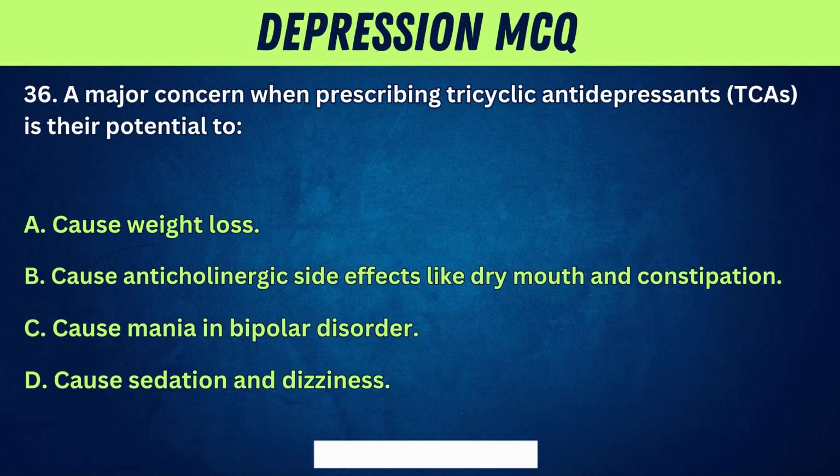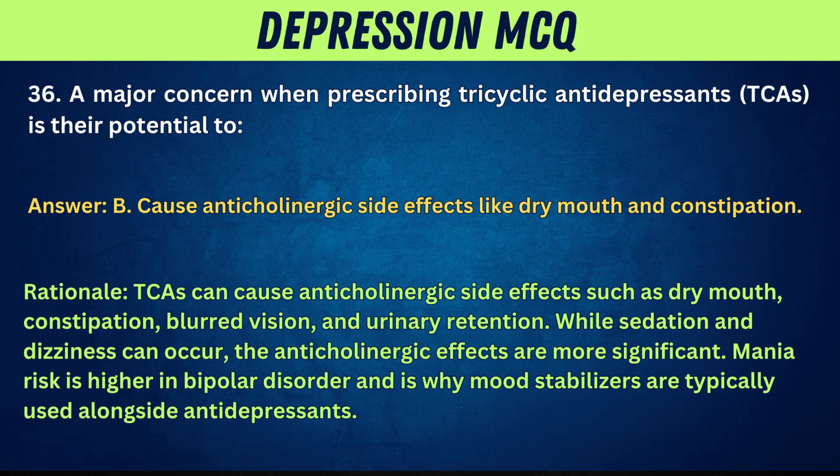36. A major concern when prescribing tricyclic antidepressants, TCAs, is their potential to A. Cause weight loss. B. Cause anticholinergic side effects like dry mouth and constipation. C. Cause mania in bipolar disorder. D. Cause sedation and dizziness. Answer: B. Cause anticholinergic side effects like dry mouth and constipation. Rationale: TCAs can cause anticholinergic side effects such as dry mouth, constipation, blurred vision, and urinary retention. While sedation and dizziness can occur, the anticholinergic effects are more significant. Mania risk is higher in bipolar disorder and is why mood stabilizers are typically used alongside antidepressants.